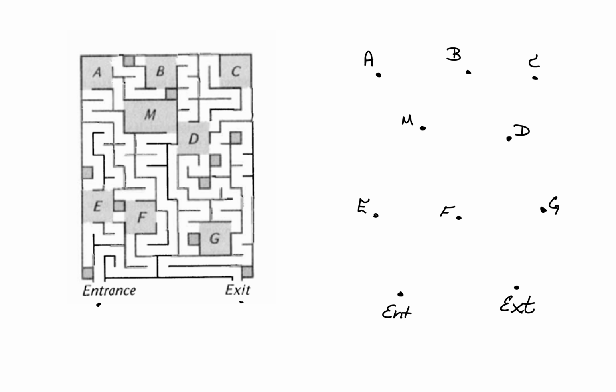Okay. Now, I'm going to start with room A. Room A, I know, connects to room B. So I'm going to draw an edge. I know that A connects to room M, so I'm going to draw an edge. And I know that A connects to room F, so I'm going to draw an edge.